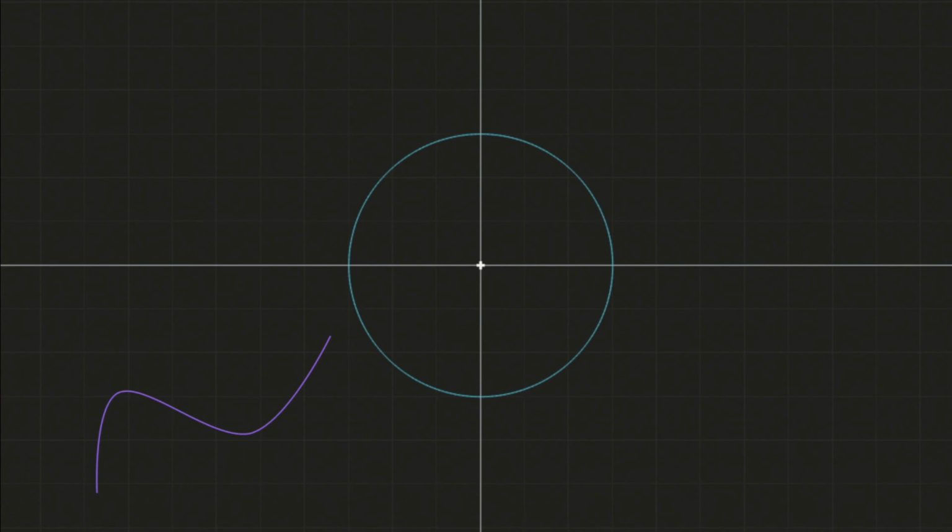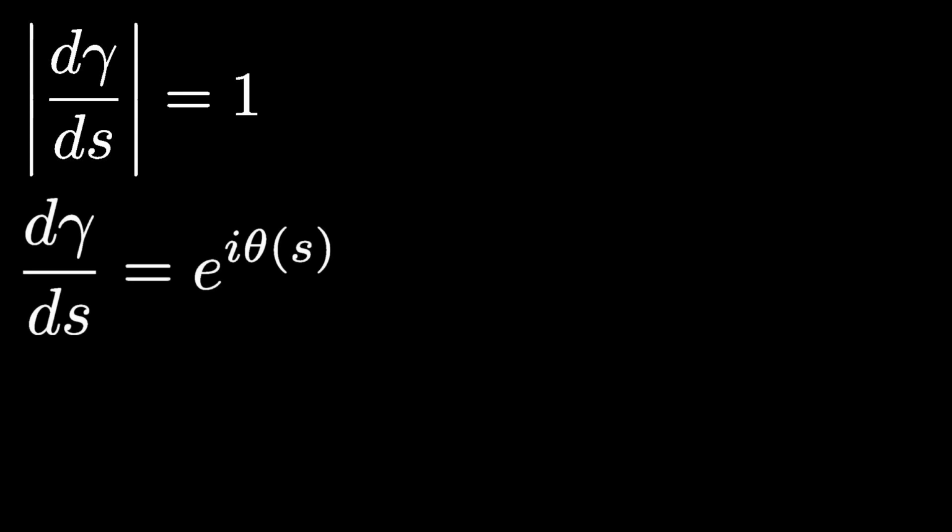Maybe a good way to do that is to just forget about the curve completely, and then we're only going to look at this tangent vector, the unit tangent vector dγ/ds. Since dγ/ds is a complex number that has absolute value equal to 1, we can write dγ/ds as the exponential of i times some angle theta, where theta depends on s. The function theta of s is what's called the circular image of the curve.